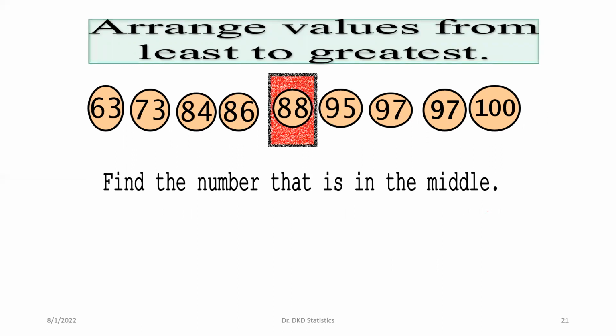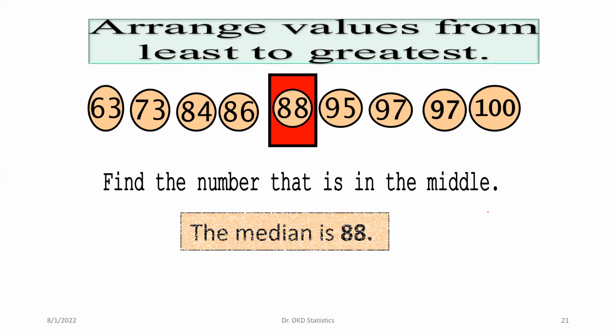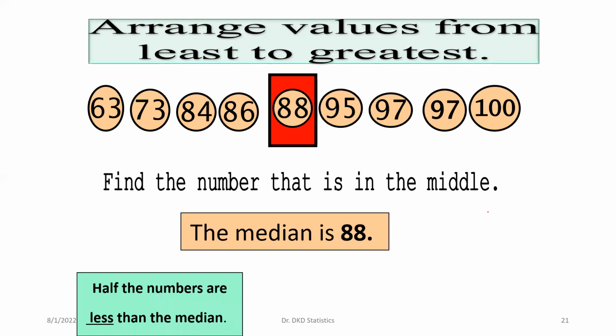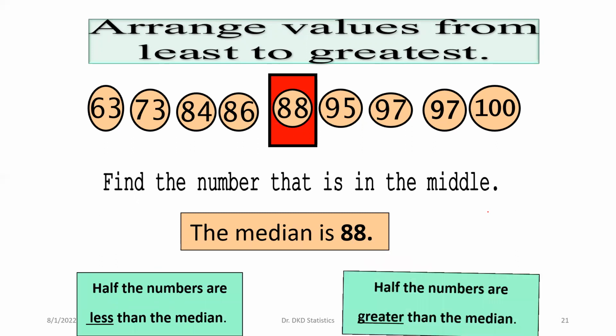Now, for example, for the given values, find the middle value. We arrange them in ascending or descending order and find the median value. The median for the given data set is 88. We can interpret that half the numbers are less than the median and half the numbers are greater than the median. This is the basic interpretation of the median.